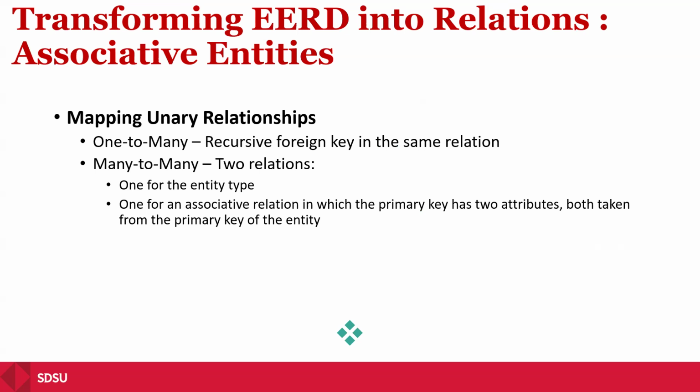So we have types of unary relationships: one-to-one, one-to-many, and many-to-many. There's also one-to-one, but it's a very unique case, so we're not going to spend time on explaining how to do it because it's kind of a sub-case of one-to-many. So for one-to-many, we are going to have foreign keys in the same relation. For many-to-many, we are going to have two relations, because remember, every time we have many-to-many, we need to add one more relation. That is not an exception for unary relationships either.